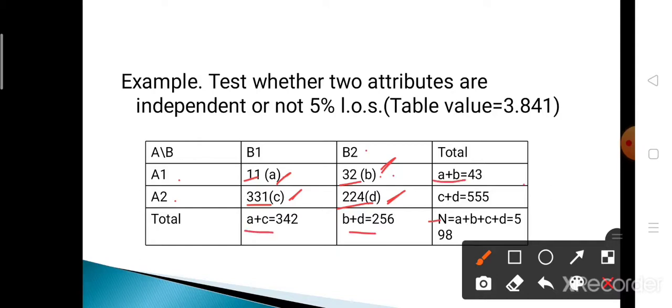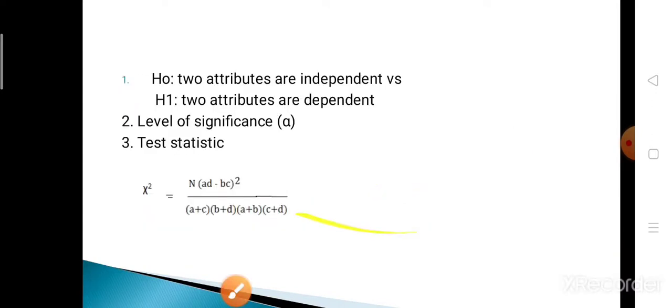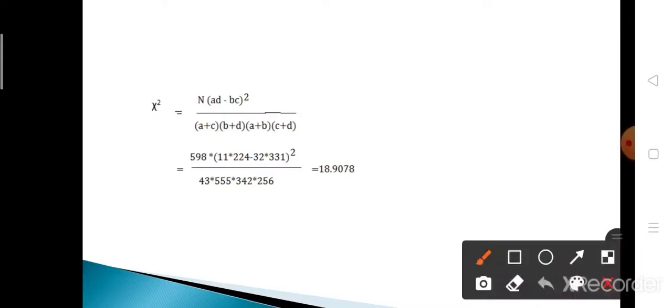So here the A plus B, that is 11 plus 32, that is 43. Then 331 plus 224, that is 555. Then A plus C, that is 11 plus 331, that is 342. Then B plus D, that is 32 plus 224, that is 256. And capital N, that is 11 plus 32 plus 331 plus 224, the value is 598.